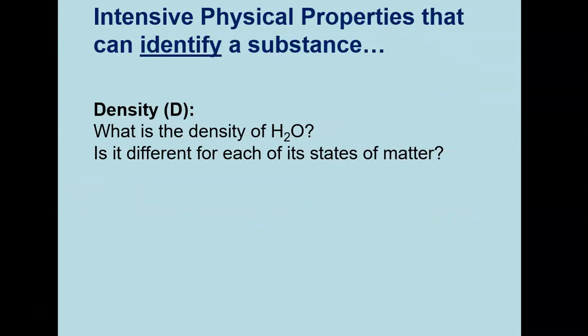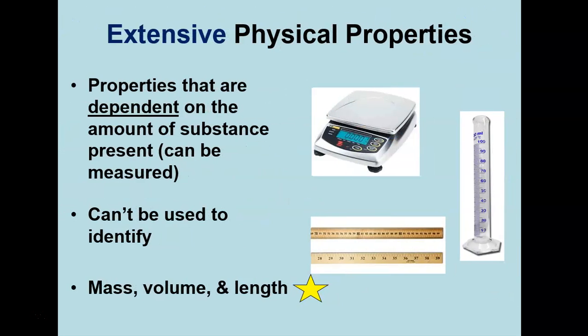Okay, so did not want to talk about that yet. That's what you'll do in class. So here we have extensive physical properties, and we're almost done here. So extensive physical properties are properties that are dependent on the amount of the substance present. They can be measured, and they're measured with different instruments in a lab. They cannot be used to identify a substance. Very, very, very, very important.